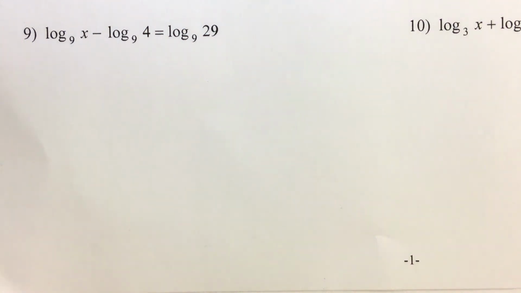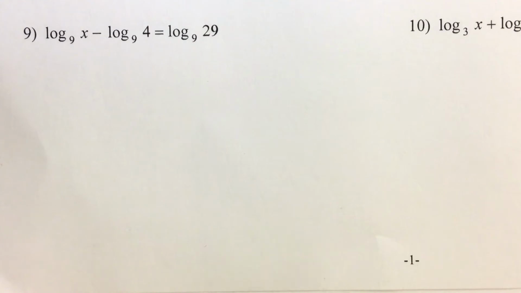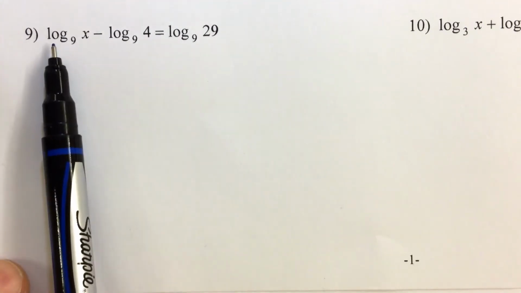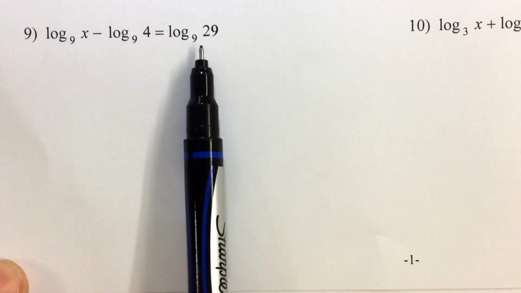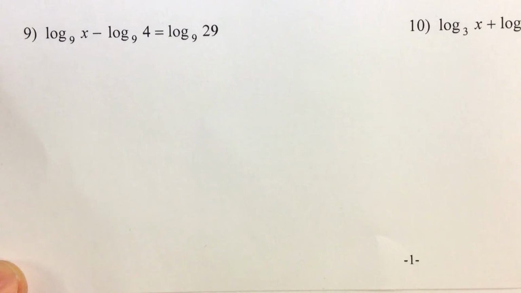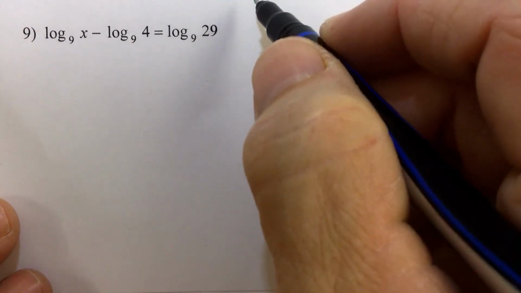We finally found a problem in which we're actually going to need to use the properties of logarithms to help us solve it. So notice that we have more than one log on one side, and then we have one log on the other side. So what do we do? Well, the first thing we're going to need to do is copy down the properties of logarithms.